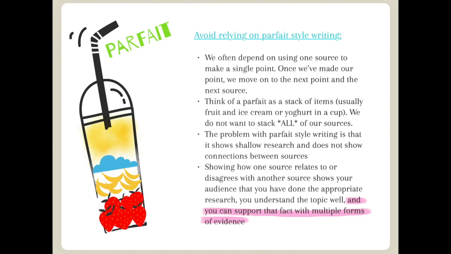The problem with parfait style writing is that it shows shallow research and does not show connections between sources. Connections between sources is very important. Showing how one source relates to or disagrees with another source shows your audience that you have done the appropriate research, you understand the topic well, and you can support that fact with multiple forms of evidence.